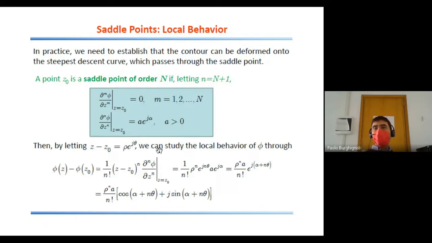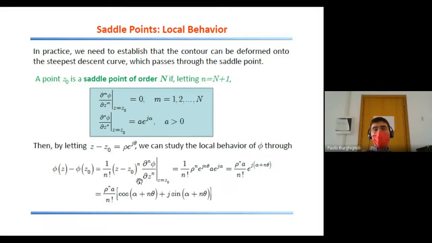Okay, we can study the local behavior of the function phi in a neighborhood of the saddle point by examining the difference between the function phi at some point z and the function phi at the saddle point z0. Now, this increment by the Taylor expansion of the function can be approximated with the first non-zero term in the Taylor series, which is, by those assumptions in the box, the term of order n, small n.